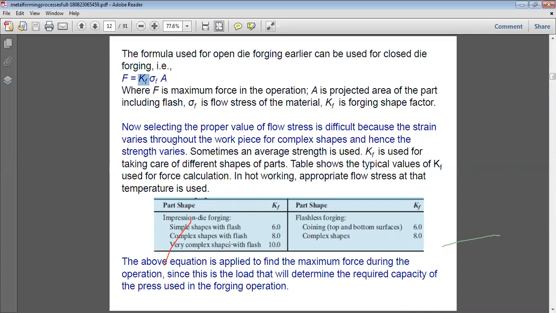shapes are with flash, meaning there will be trimming of the material at the end of this. So the forging shape factor should also consider whether it is with flash or without flash in this case. Now if this is a case of flashless forging, then coining top and bottom surfaces, your forging shape factor is 6, and for complex shapes it is 8 in this case.